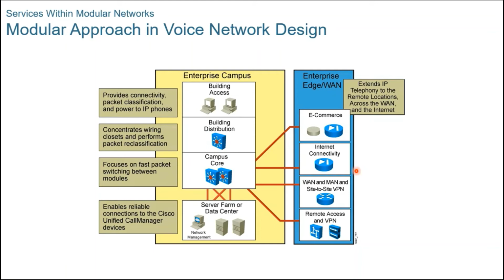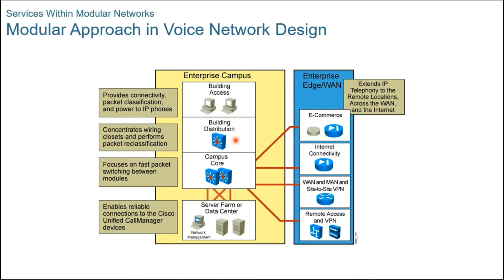So for example, clients' IP phones are located in the building access layer, and then the call processing manager is located in the server farm. Therefore, all modules in the enterprise network are involved in voice processing and must be adequately considered. Voice affects various modules of the network as follows. On the building access layer, IP phones and end user computers are attached to layer 2 switches. The switches provide power to IP phones and provide quality of service packet classification and marking, which is essential for proper voice packet manipulation through the network.